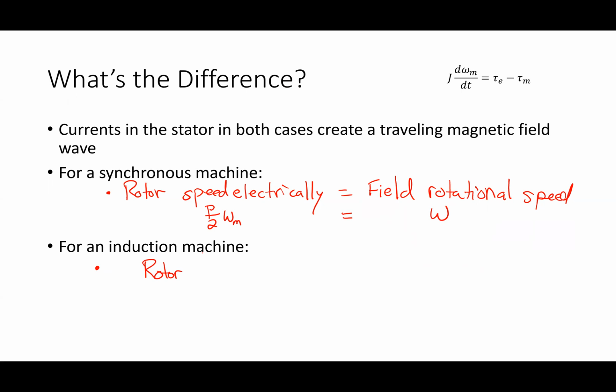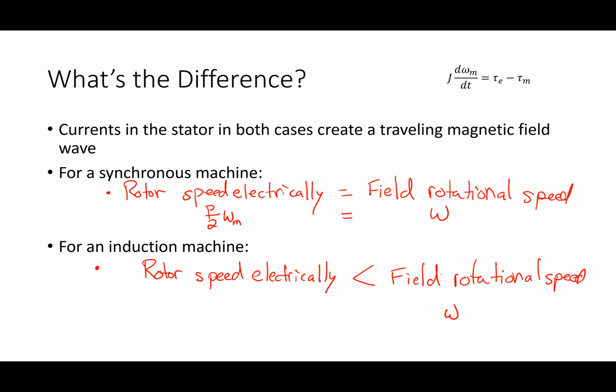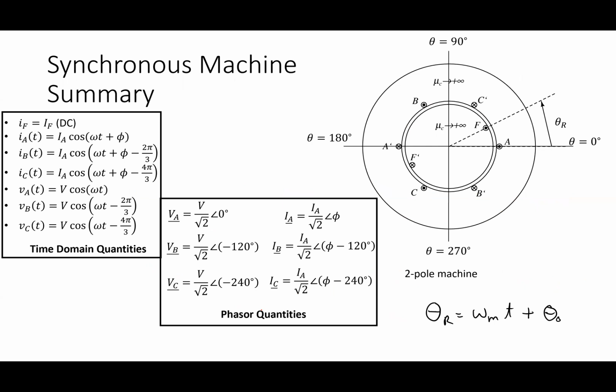It's always slipping, is the term we use. The rotor speed electrically is always less than the field rotational speed. Omega is greater than omega m times p over 2. He's always slipping a little bit behind. Okay. So those are our core differences.